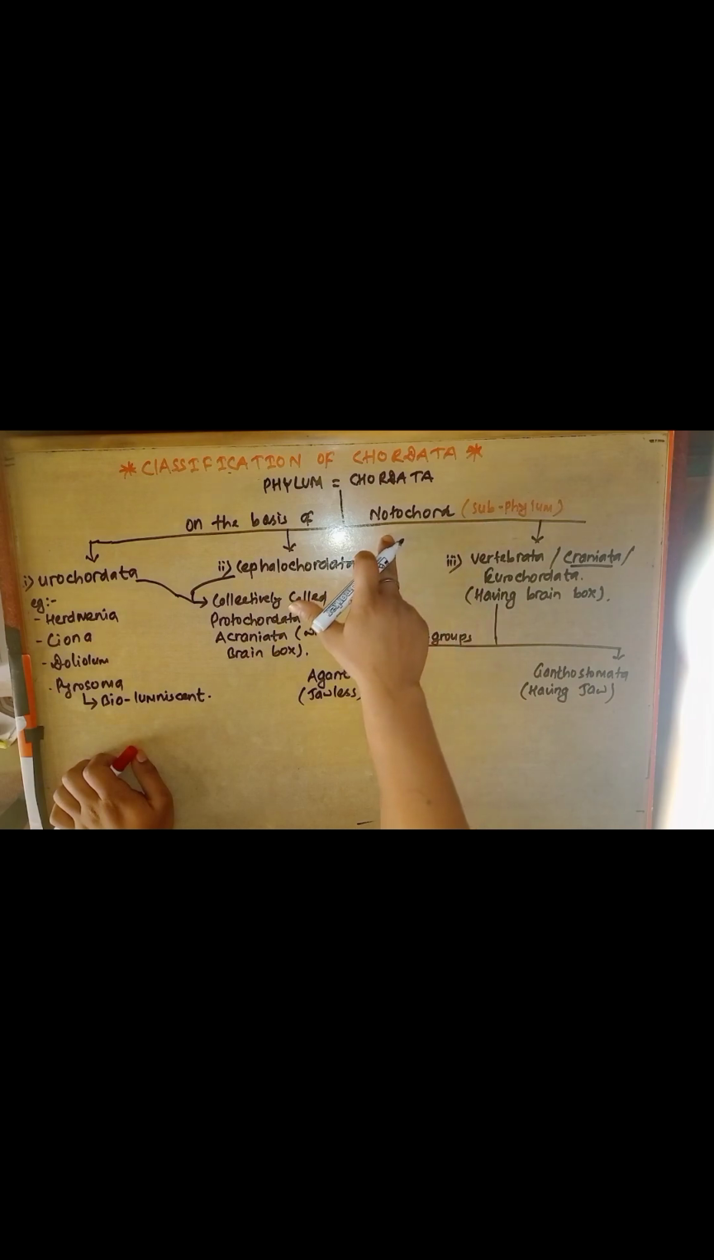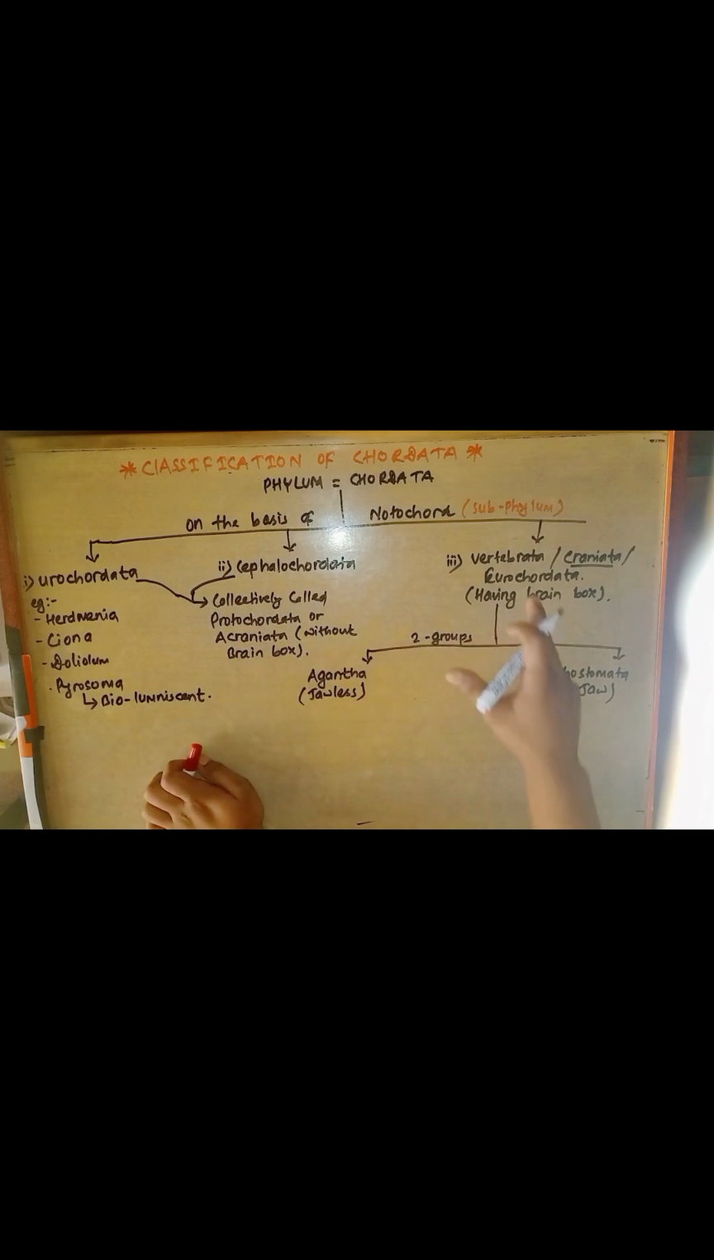And now this Agnatha is again classified into two classes. At first, Chordata is classified into three subphylum, UroChordata, CephaloChordata, Vertebrata. And UroChordata and CephaloChordata are collectively called ProtoChordata or Acraniata, that is without brain box. And this Vertebrata is again classified into two groups, that is Agnatha and Gnathostomata.